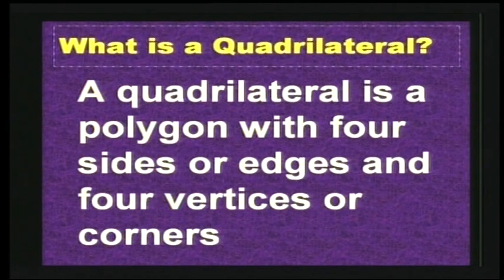You know that a quadrilateral is a polygon with 4 sides or edges and 4 vertices or corners. It has 4 sides and 4 corners. What shape do you think that you can see in this classroom? What shape in this classroom has 4 sides and 4 corners?